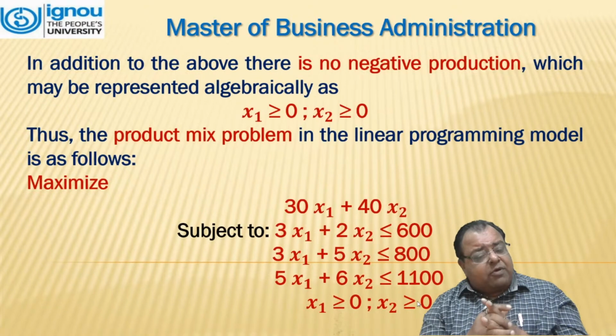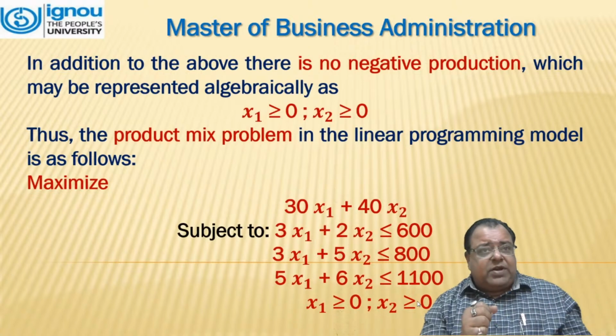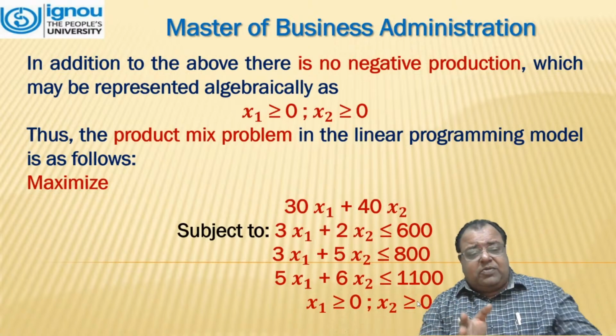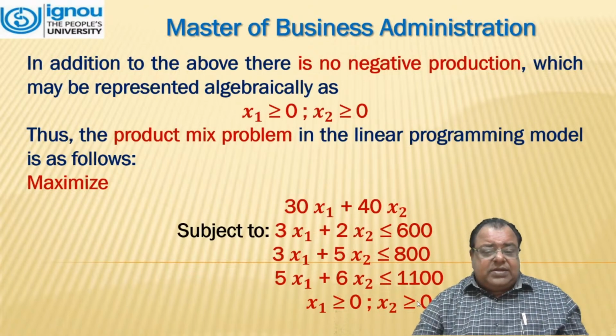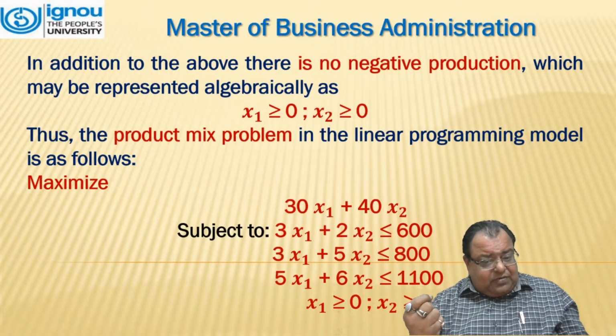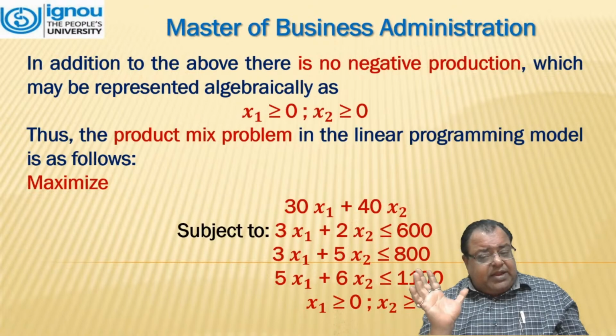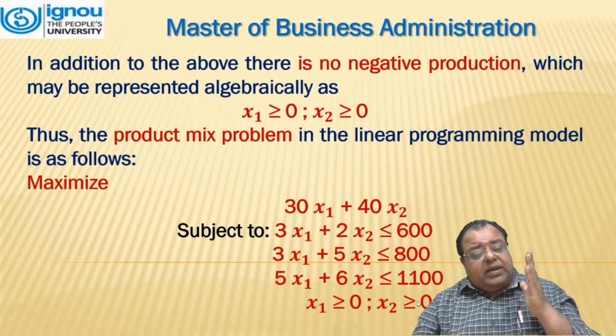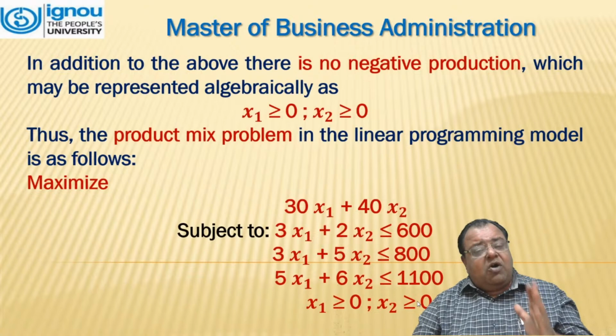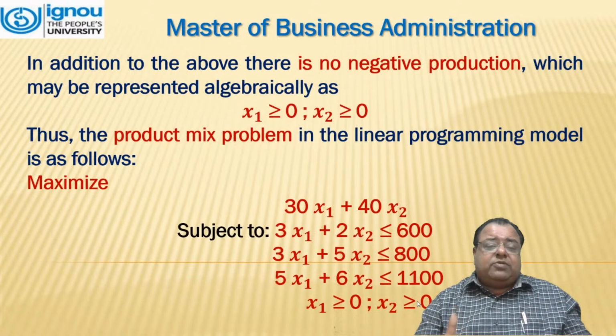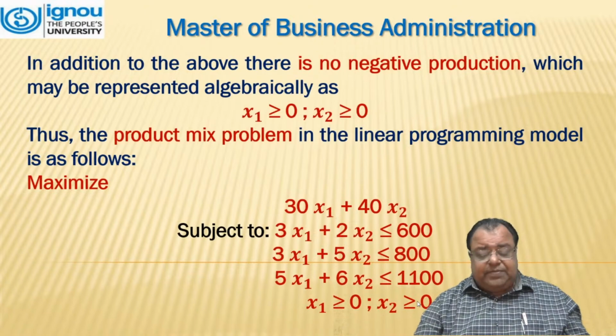That means this is a product mix problem in the linear programming model. And the statement that was given to us has been transformed into these conditions. We have to maximize 30x1 plus 40x2, subject to the conditions: 3x1 plus 2x2 less than or equal to 600, 3x1 plus 5x2 less than or equal to 800, and 5x1 plus 6x2 less than or equal to 1100. And x1 and x2 both will be greater than or equal to 0. This is the basic procedure for formulating an equation.